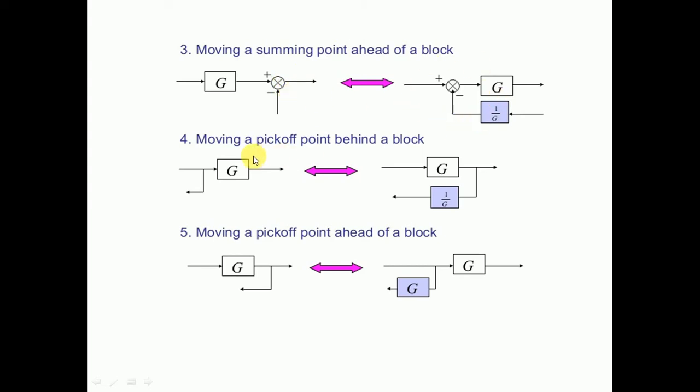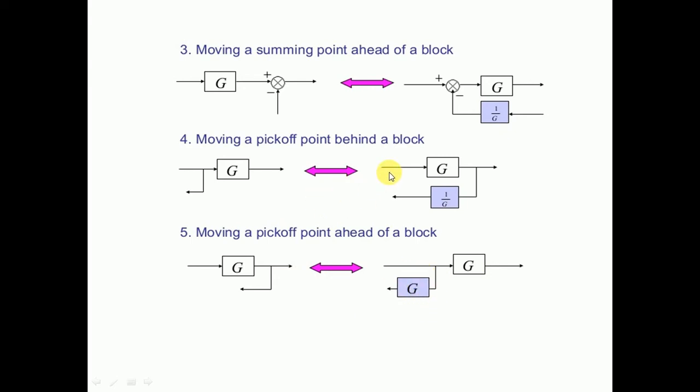So next, the fourth rule is moving a pickoff point before a block, or sorry, behind the block. So here you can see this is the joining point, and here if you give x, then we are getting x here and xg here. If you want to move that breaking point after that block, then as you are going to the right side, you have to divide with 1 by g. That is one trick you can remember. If you want to move the breakaway point from front to back, then you have to divide with g. If you want to move from back to front, then you have to multiply with g.